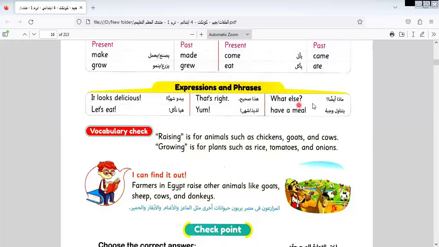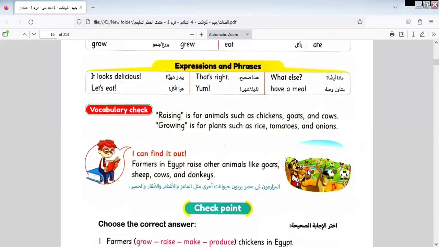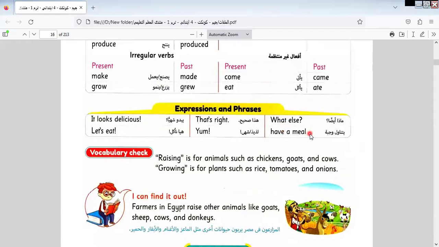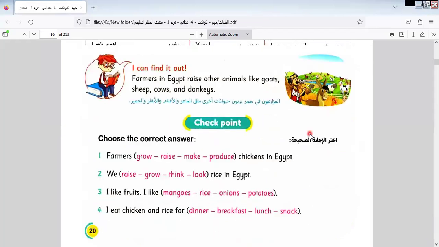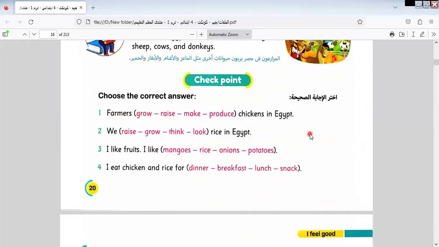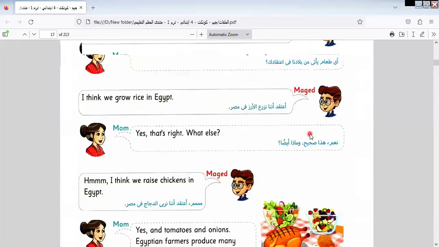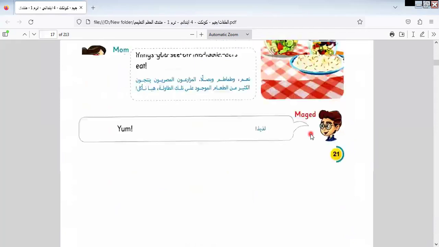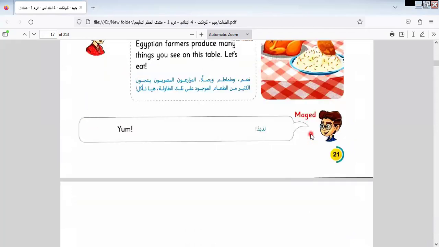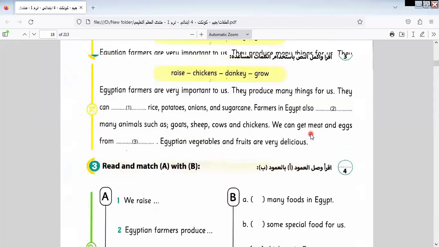That's right. Yum. What else? Have a meal. And as told before in last class, have must be followed by a meal. Have lunch. Have breakfast. Have anything. Okay. Let's go to lesson 2. I make a quick revise, I don't repeat it again, on lesson 1 and lesson 2, okay? Before I go to lesson 3.